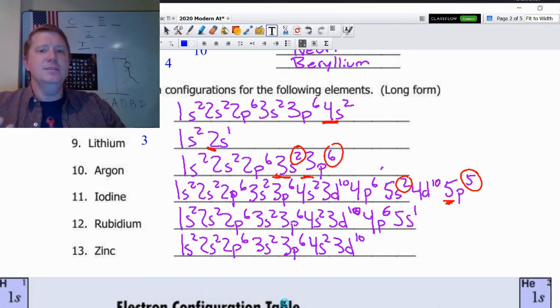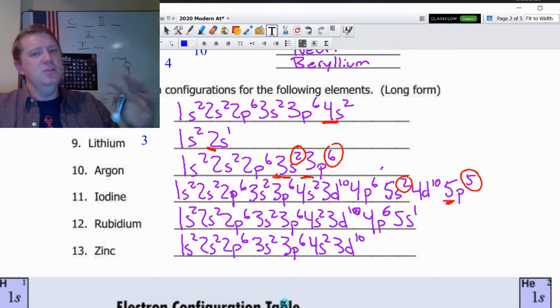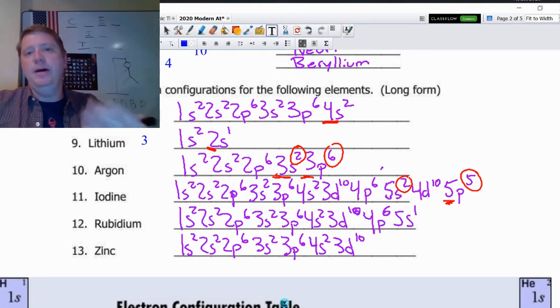Sometimes I get on a bus that has 3 seats, but only 2 people get on. So it's totally okay to say 3s3p2 or 4d5. It's okay if you don't fill up the bus because that happens all the time. So in the case of lithium, the 2s1, that's an S sublevel that's only halfway full. Cool? All right, let's move on to argon.